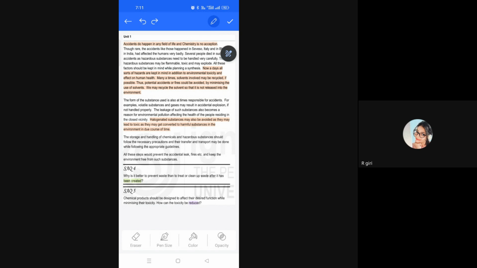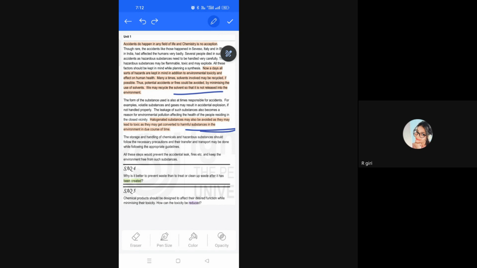rotary evaporator. If possible, thus potential accident or a fire could be avoided by minimizing the use of solvent. We may recycle the solvent so that it is not released in the environment. Last one is halogenated substance may also be avoided because halogens are very carcinogenic and very dangerous.